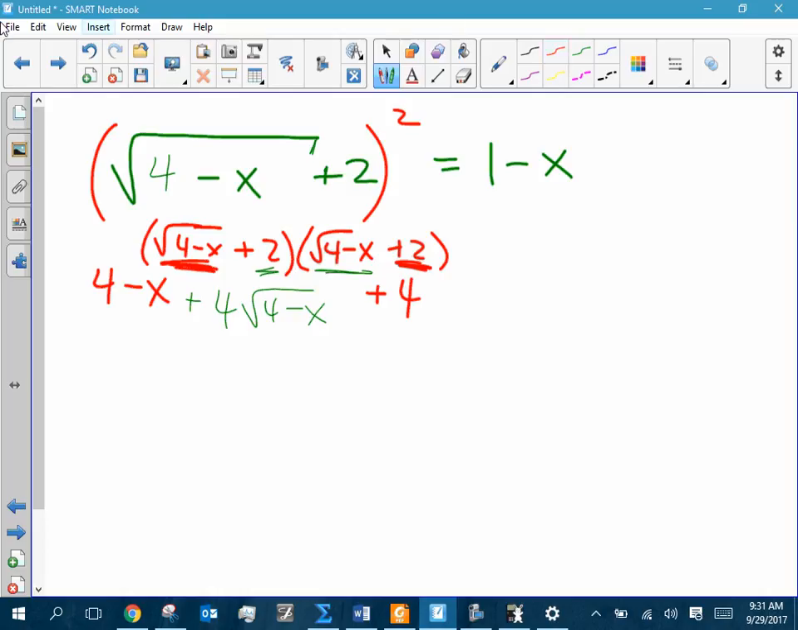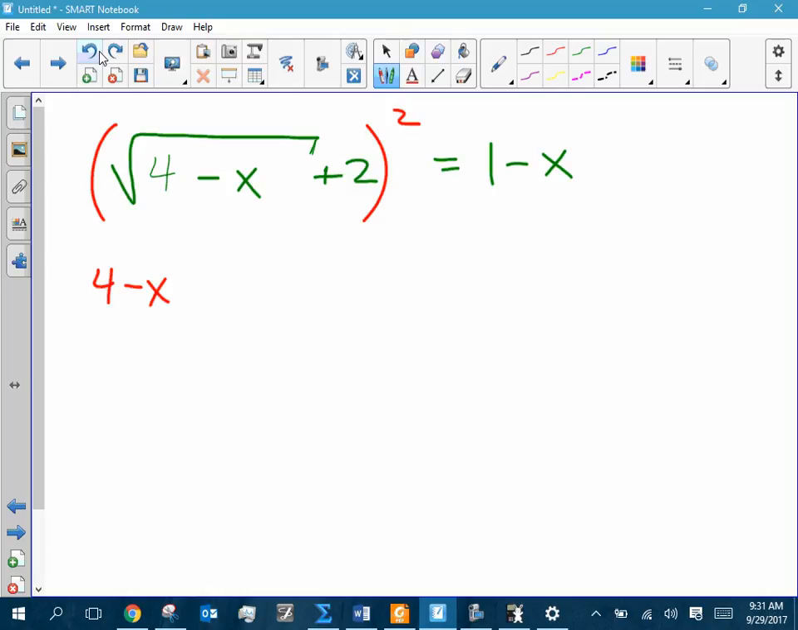So I shouldn't do that, and I'll go back and try something else. The other thing that we want to try is to isolate that radical, get it by itself. So radical 4 minus x is equal to, subtract your 2, so it'll be negative 1 minus x.